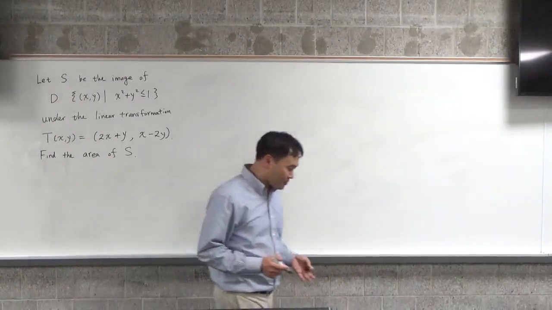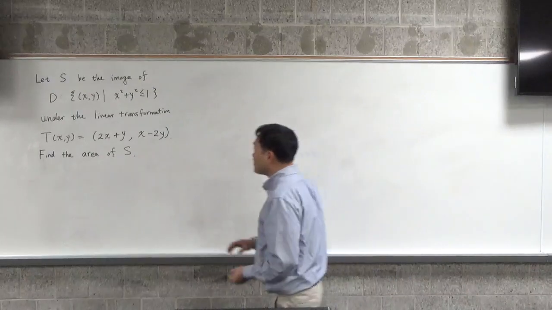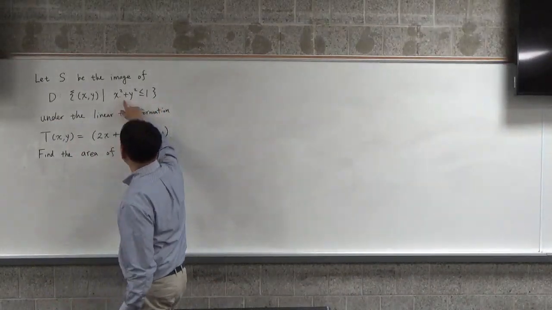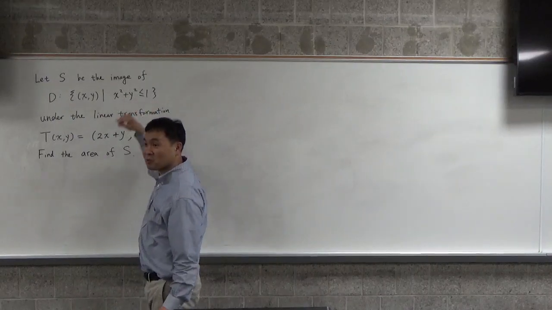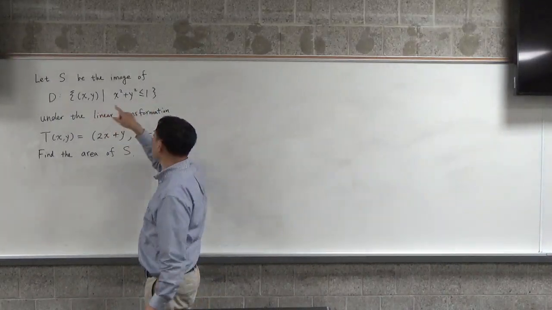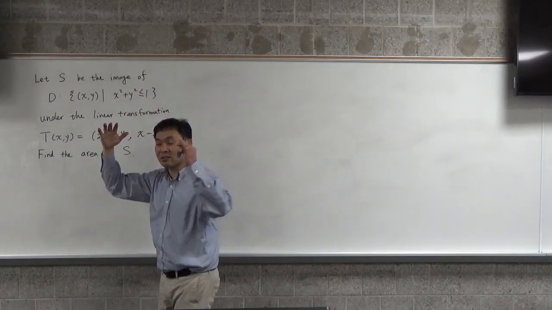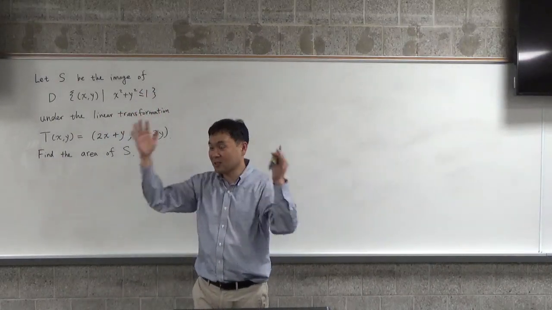All right, so here we have a disk D. It's a disk because x squared plus y squared equals 1 will be a circle, the unit circle, right? But if you let it be less than or equal to, then it contains everything inside the circle.